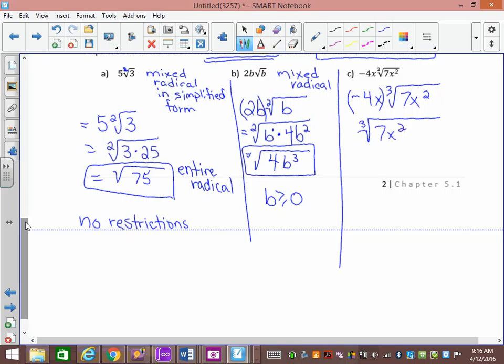What's negative 4 cubed? And please, whenever you do any negative to any exponent, put it in brackets, right? So negative 4 cubed is negative 64, I think. Yeah. And then x cubed is x cubed. And then we multiply. What's 7 times negative 64? I do not know that. Negative 448.